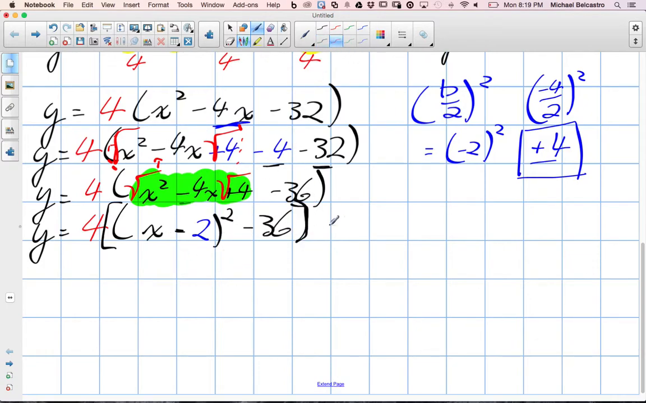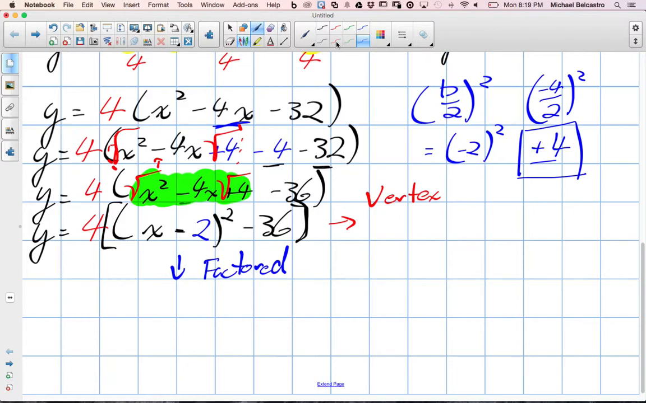Now, this is where we can go to our vertex form. We can go to vertex form here really quickly, and we'll rewrite it. And in this way, we'll go to our factored form. So we'll show how you can go two different routes here.